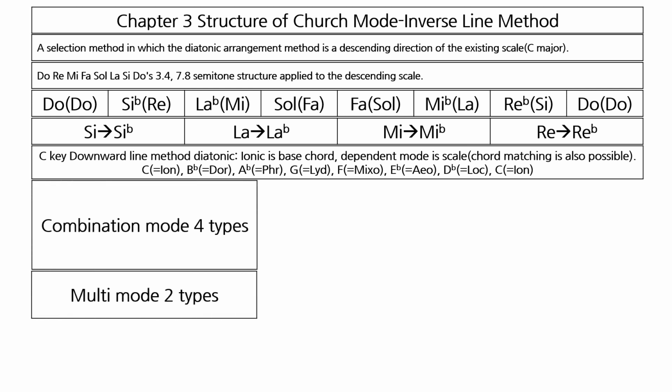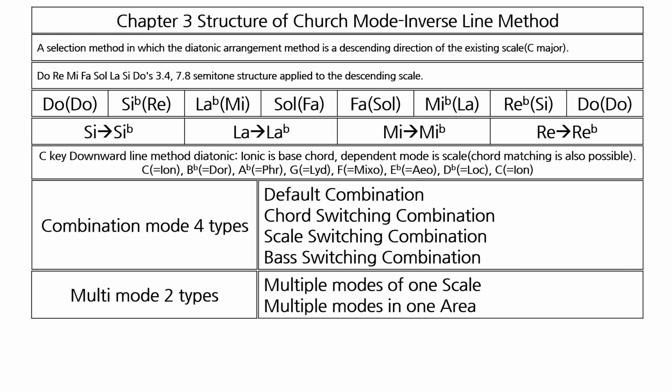Downward line method consists of 4 types of combined mode and 2 types of multimode. 4 types of combination modes are default combination, chord transition combination, scale transition combination, and bass transition combination. And 2 types of multimode are multimode of one scale and multimode of one area.